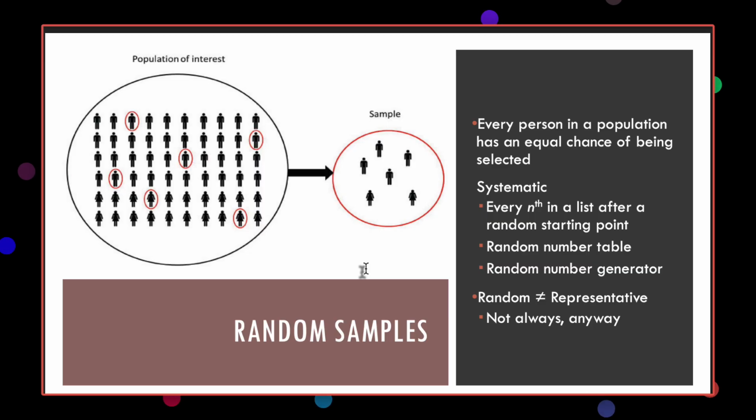So despite these challenges, randomness remains our gold standard because it gives us the best shot at representation. But, and this is crucial, randomness helps achieve representation but doesn't guarantee it. It's like shuffling a deck of cards. Just because you shuffle doesn't mean you'll get a perfectly distributed hand.